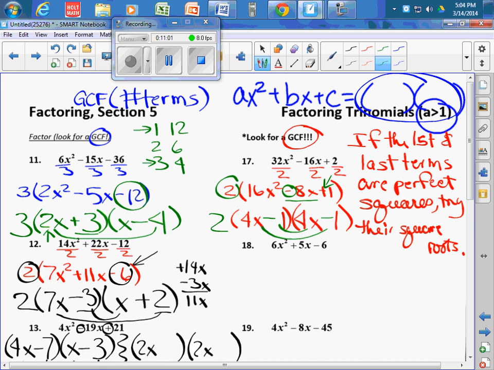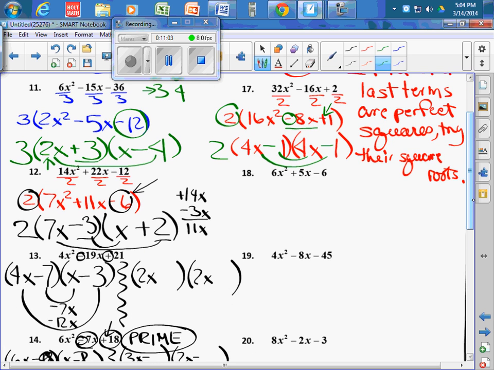Let's look at number 18. Now I have two options here. First of all, look for a GCF. We don't have one. So I can either start off with 6x times x to get my 6x squared, or I could start off with 2x and 3x, or 3x and 2x, however you want to write it. I don't care.